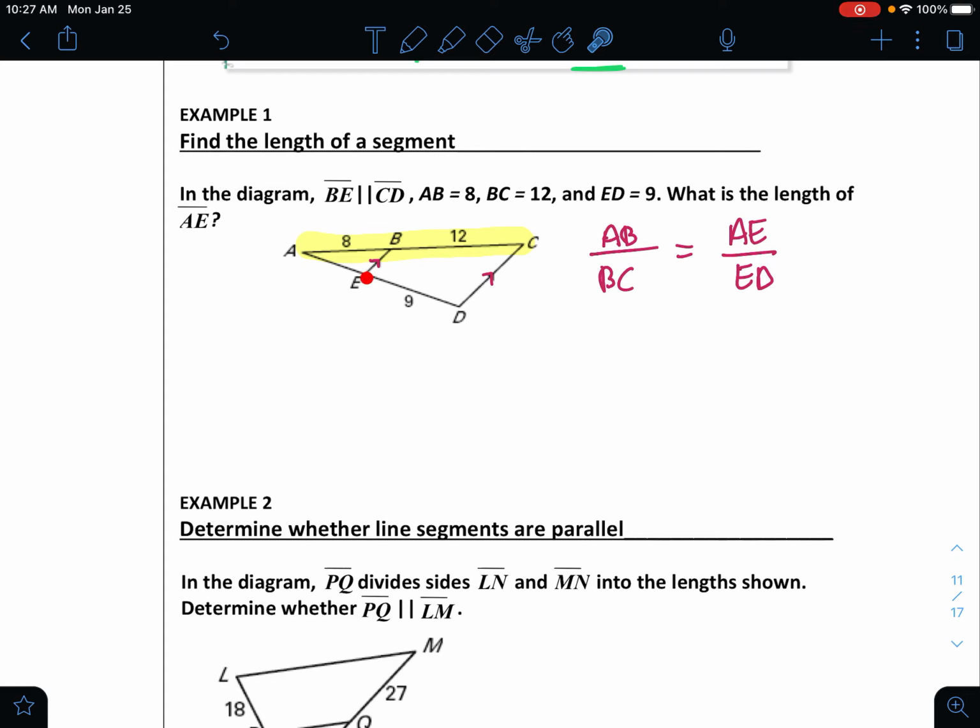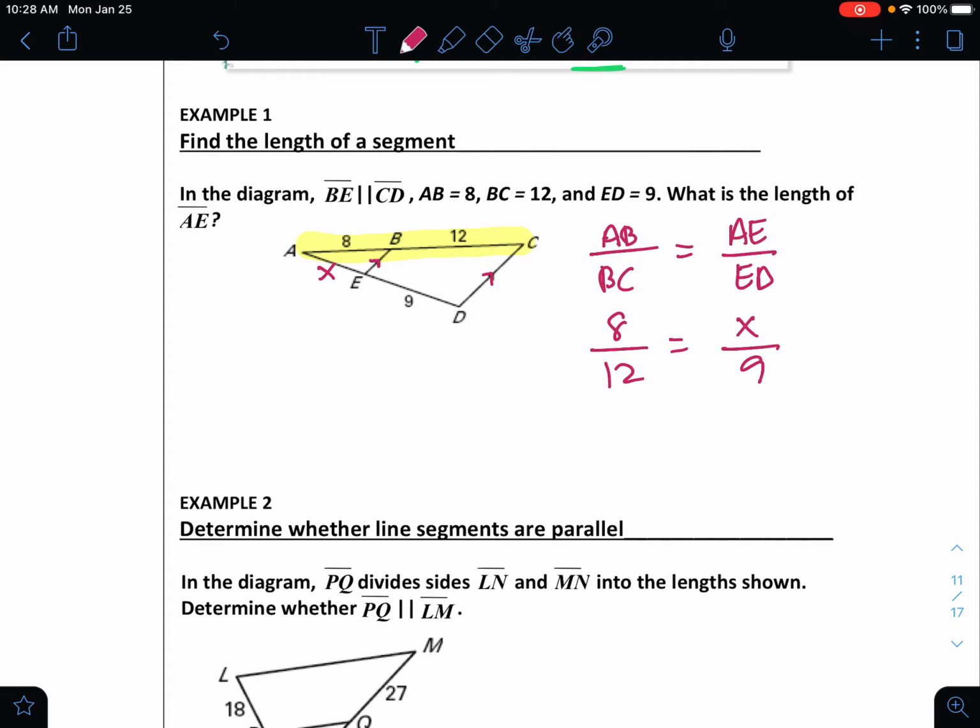AB and AE are the two near the top. BC and ED are the two other sides. Okay, so then I've got AB, let's plug our numbers in: 8 over BC, which is 12, equals AE, let's just call that X, over 9.